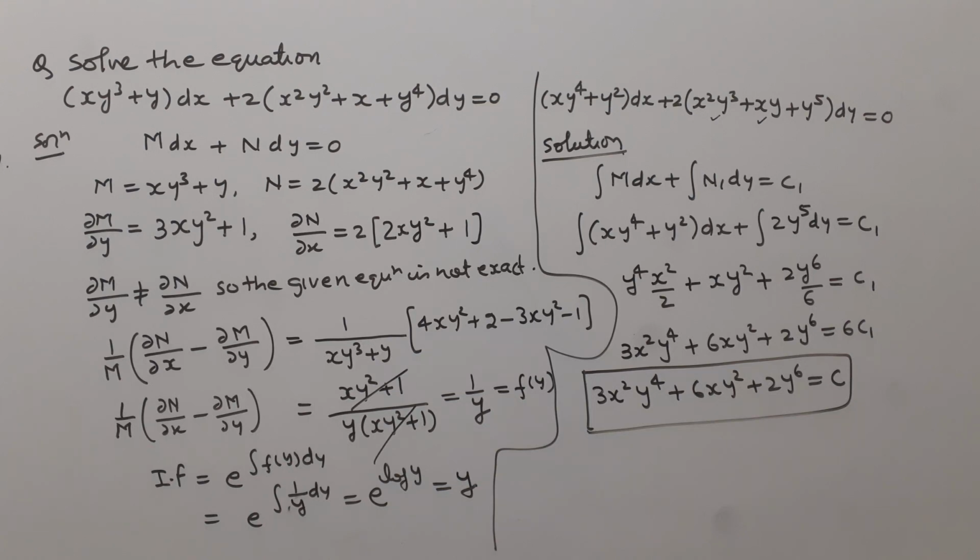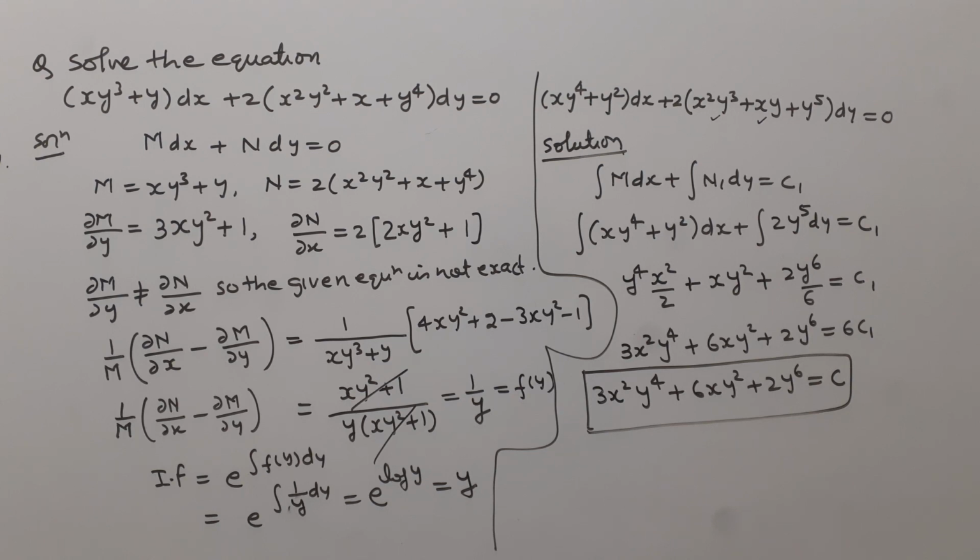Now we apply here the third method. So we calculate (del N by del x minus del M by del y) multiplied by 1 upon M. So we get here 1 upon y, which is a function of y alone. Suppose that this is equal to f(y). So the integrating factor is e to the power integration of f(y) dy. When we integrate 1 upon y with respect to y, we get log y. So e to the power log y is equal to y. When we multiply the given differential equation by the integrating factor, it reduces into the exact form.